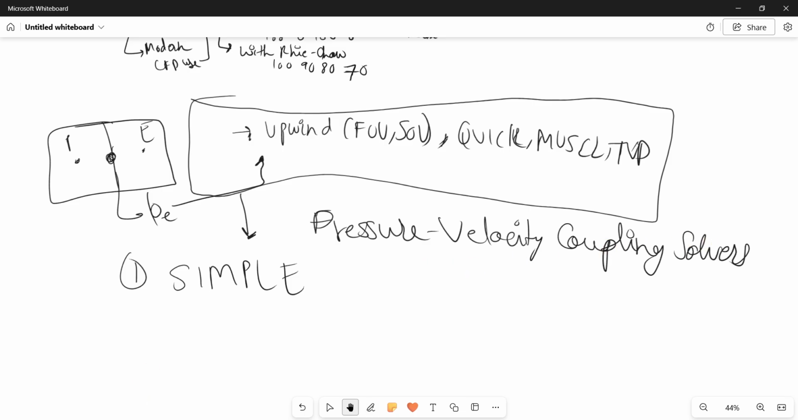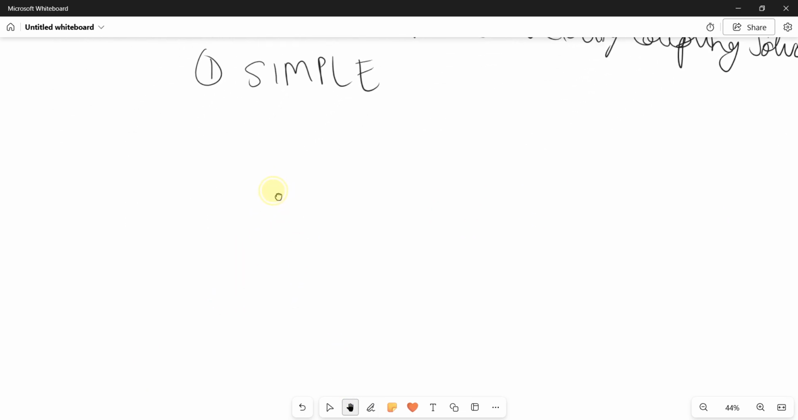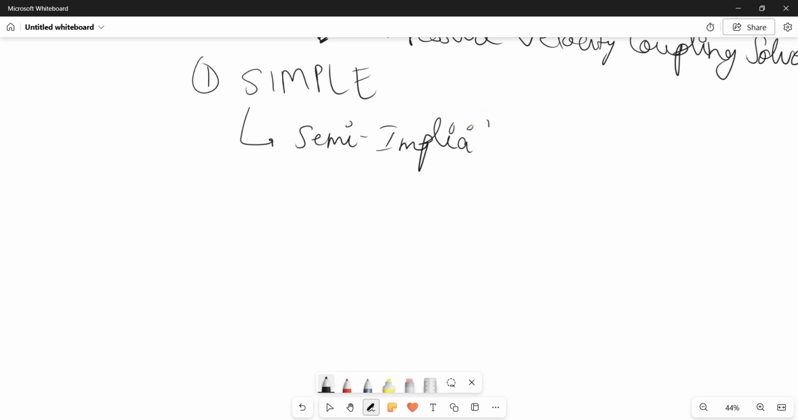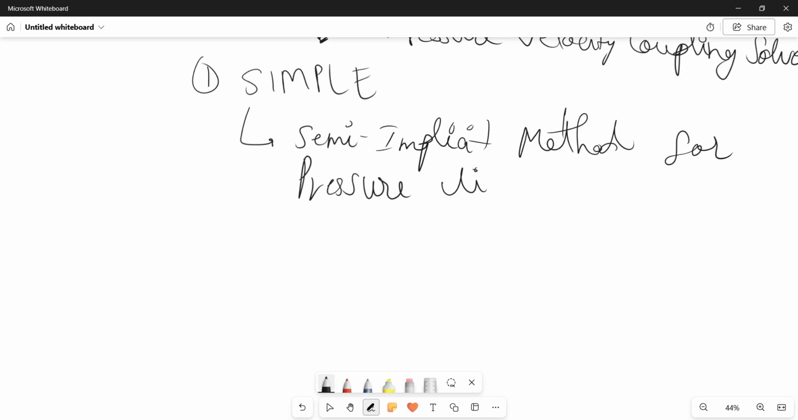right? So what is their job? It's just simply to find the pressure and velocity, and then with that go on for the rest of the solving, right? So what SIMPLE does is, I'll first expand this. So this is semi implicit method for pressure linked equation, right? So the semi implicit method for pressure linked equation.